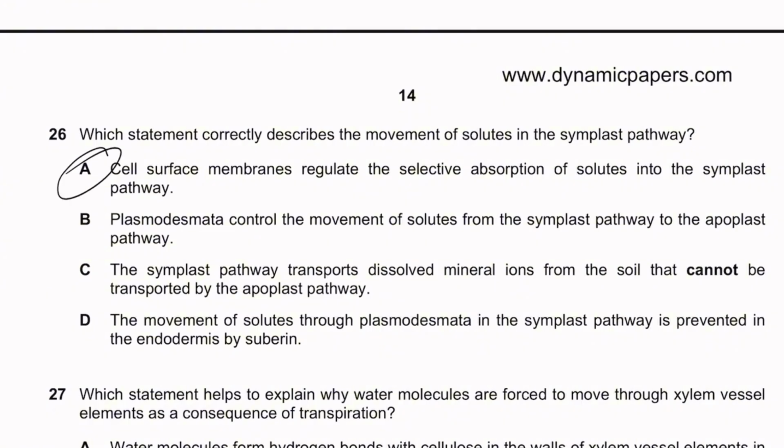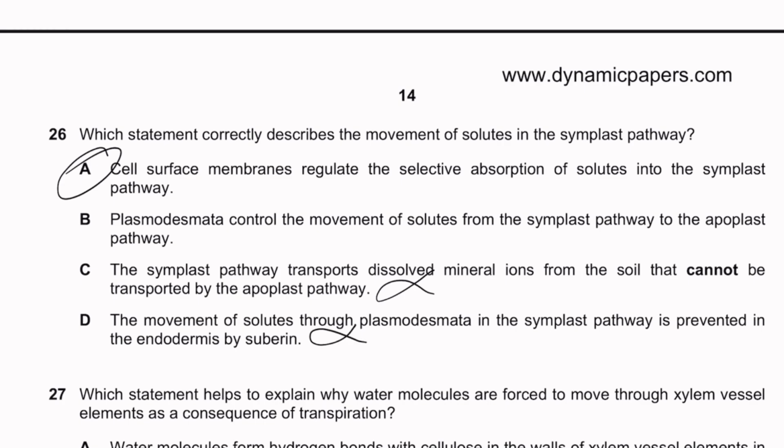Let's see the other options though. Plasmodesmata control the movement of solutes from the symplast to apoplast pathway. That's not how it works. The symplast pathway transports dissolved mineral ions from the soil that cannot be transported by the apoplast pathway. Obviously mineral ions are going to be transported through xylem, and they're not going to be absorbed directly into the symplast pathway, so I would not say this is a correct option. And then the movement of solutes through plasmodesmata in the symplast pathway is prevented by the endodermis and suberin. Actually, the endodermis is going to have suberin, and so this forces the solutes to move through the symplast pathway.